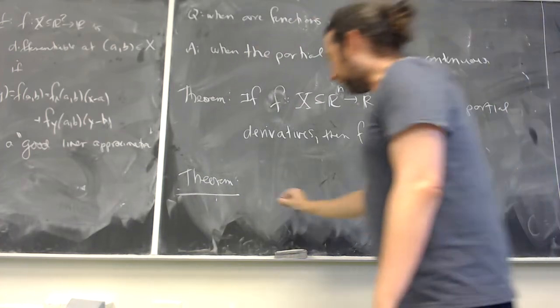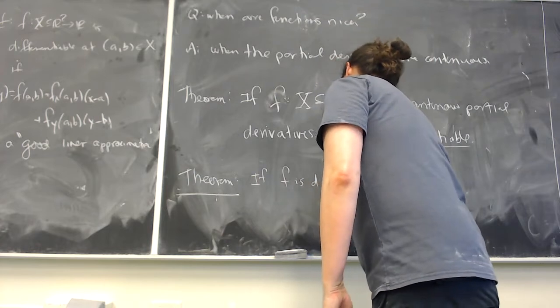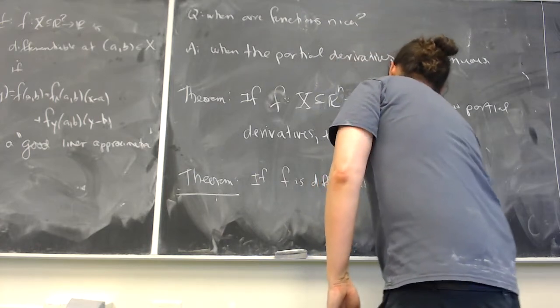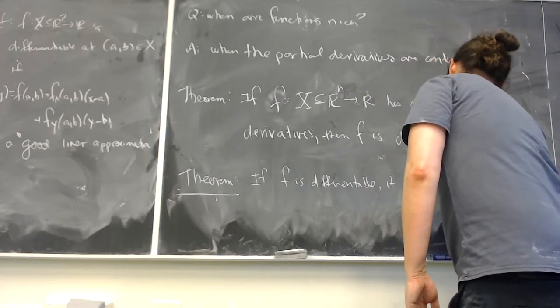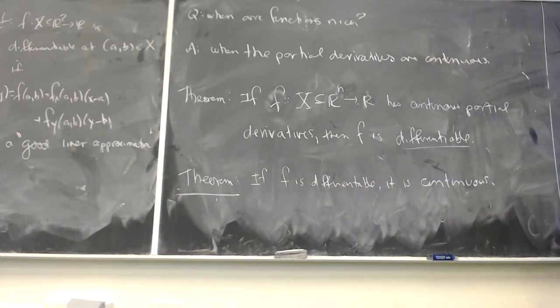So if F is differentiable, it is continuous. So to be differentiable is to force continuity. If the derivative exists everywhere and is a good linear approximation for a function, the function can't be discontinuous. It must be a continuous function.